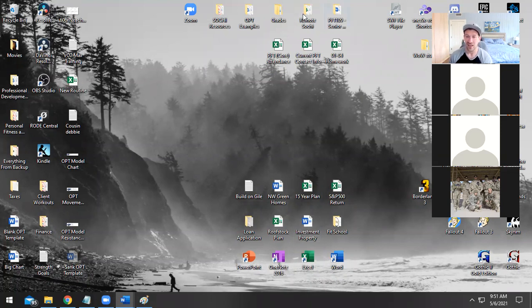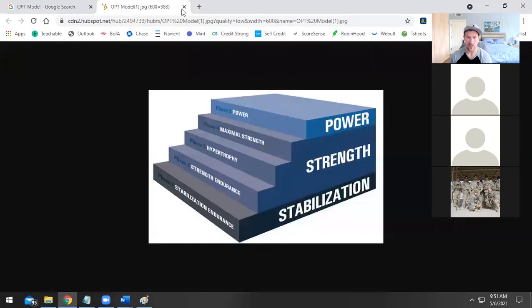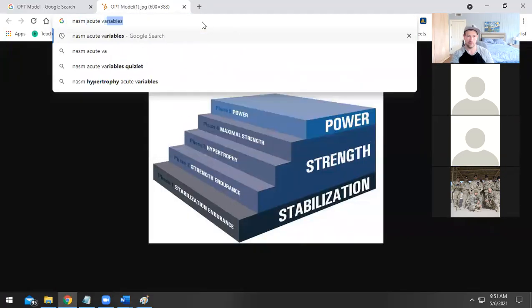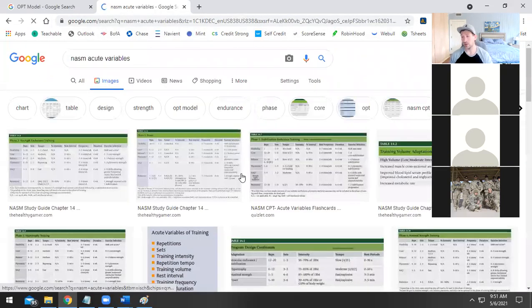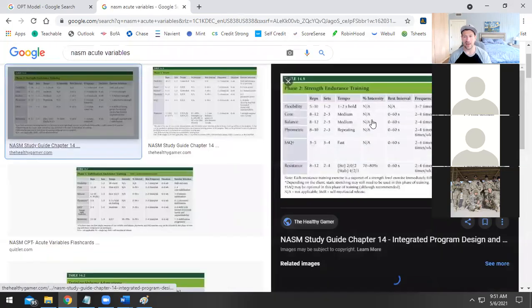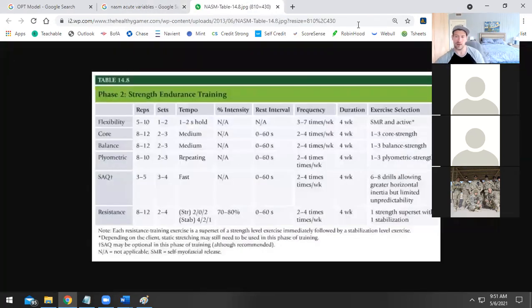So let's take a look at our chart here. In your textbook, guys, you will find these charts, which have all these rules, a lot of rules that we laid out today. But luckily, these rules are all laid out on charts that look like this. These little tables here, right? So here's our strength endurance client, and this has everything.